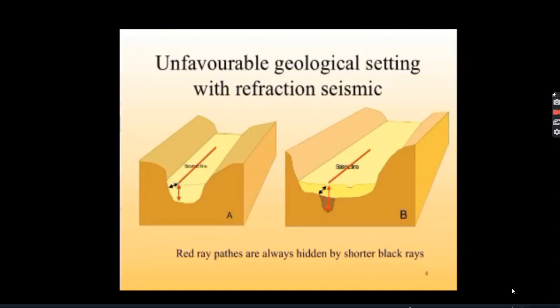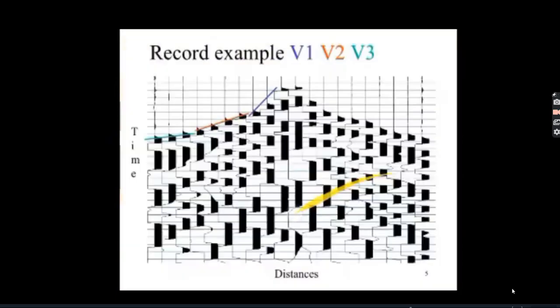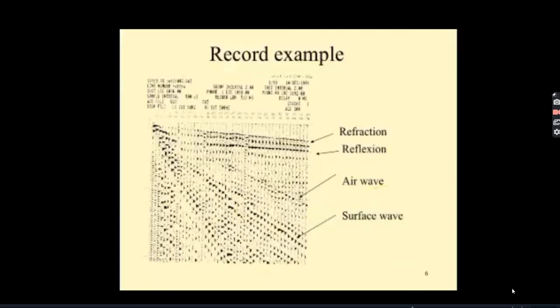The record example of V1, V2, and V3. This is an example of a V1, V2, V3 record. And also the record example: refraction and reflection, air waves and surface wave. This is another example to make clear.